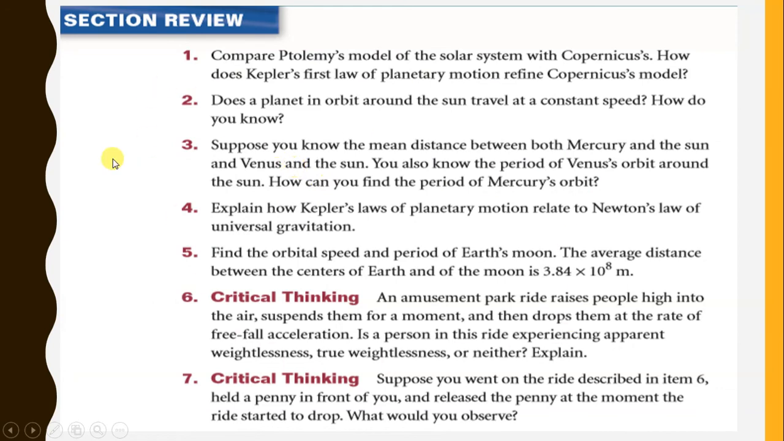So for tomorrow we have this section review homework to help you understand the lesson.